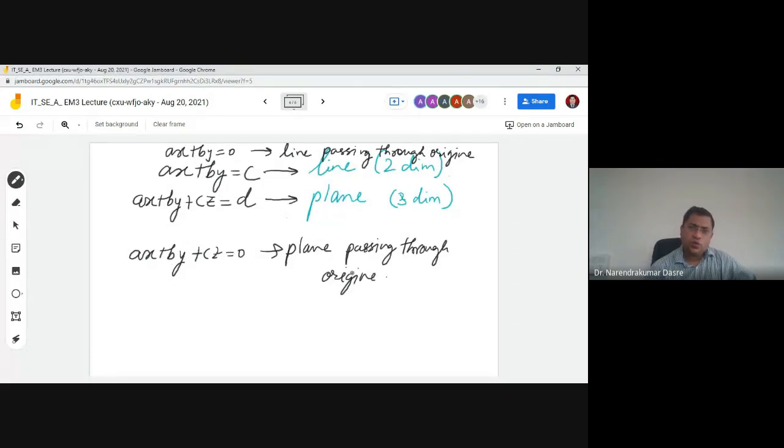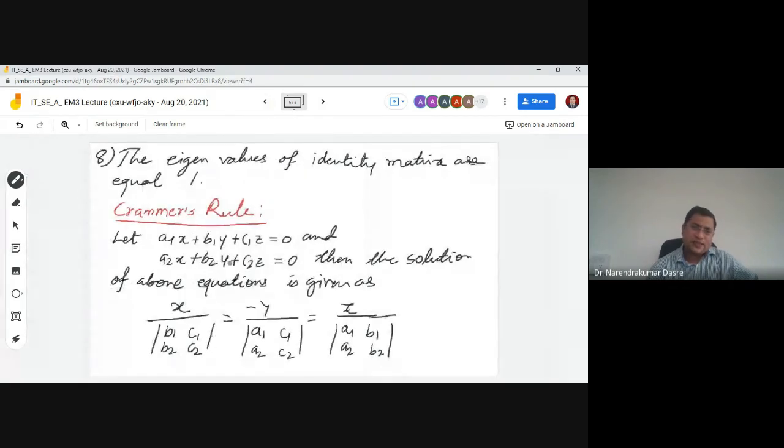This plane will have the intercepts: the x intercept will be d by a, the y intercept will be d by b, and the z intercept will be d by c. But this plane will pass through the origin, and hence we have the equations of planes. So these are two planes which are passing through the origin, and if I want to find the intersection of these two planes, it is a line. So this is the equation of a line in three dimensions.